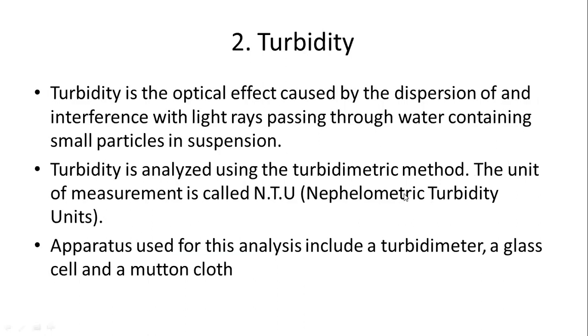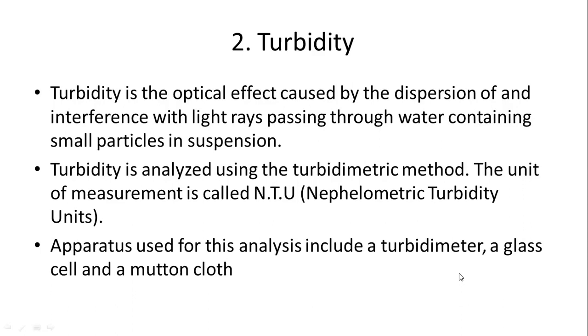The next parameter we're going to test for is turbidity. Turbidity is the optical effect caused by the dispersion of and interference with light rays passing through water containing small particles in suspension. Basically, you pass light through your water sample to see how much the particles in the sample interfere with the light passing through. For this, we use the turbidimetric method of analysis. The unit of measurement is the NTU, the nephelometric turbidity unit. The apparatus includes the turbidimeter, a glass cell, and a Martin cloth.